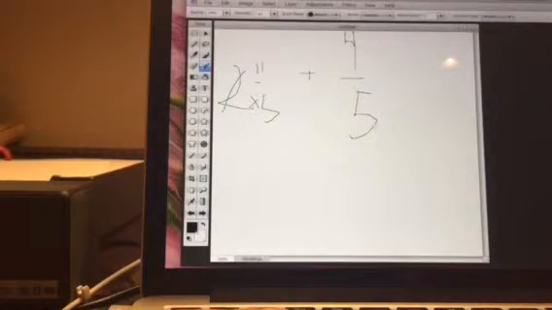Now we have a common denominator right here, so we know that our denominator is also going to equal 5, and so 11 plus 4 is 15. Now we have to simplify. How many times does 5 go into 15? 3. So our answer in this case would be 3.